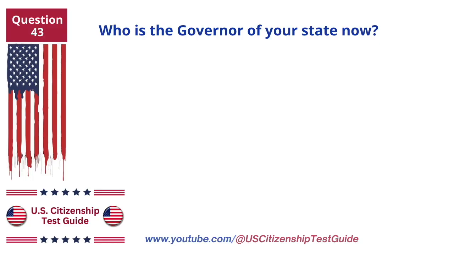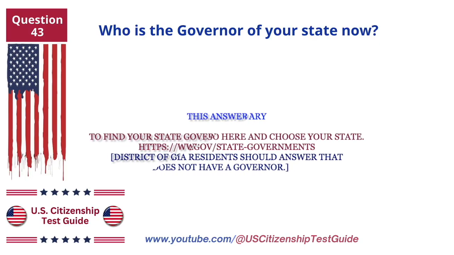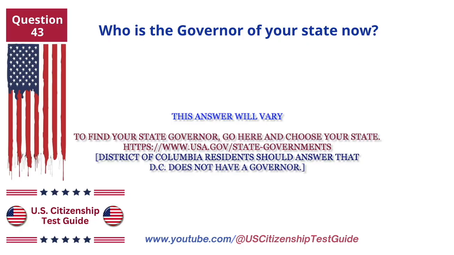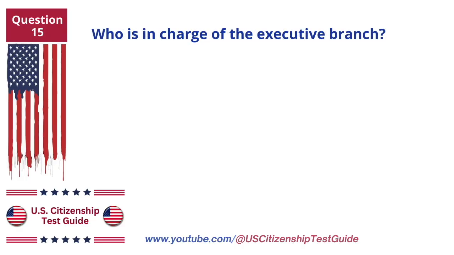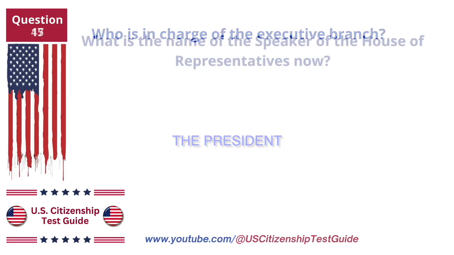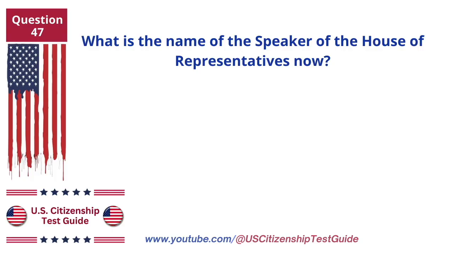Who is the governor of your state now? Who was the first president? George Washington. Who is in charge of the executive branch? The President. What is the name of the Speaker of the House of Representatives now? Mike Johnson.